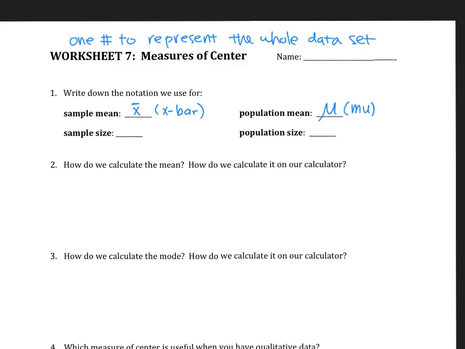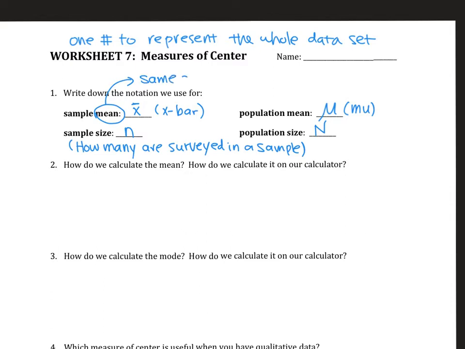Sample size is little n, and population size is big N. Sample size just means how many people are surveyed in your sample, right? Here we're using the phrase mean. Mean is basically the same as the average, right? So mean here is same as average.